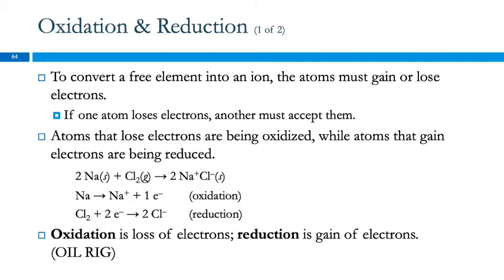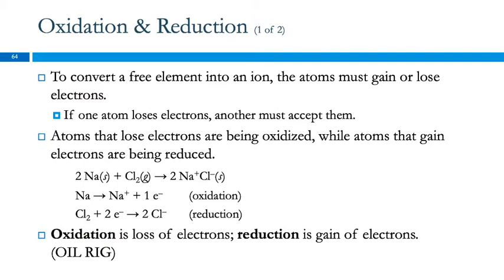So atoms that lose electrons are being oxidized. Atoms that gain electrons are being reduced. That's just how it's defined. So here we have the sodium atom going to a sodium ion, and it does that by losing an electron. The chlorine molecule gains 2 electrons to become 2 chloride ions. So here we have a loss of electrons, and here we have a gain of electrons.